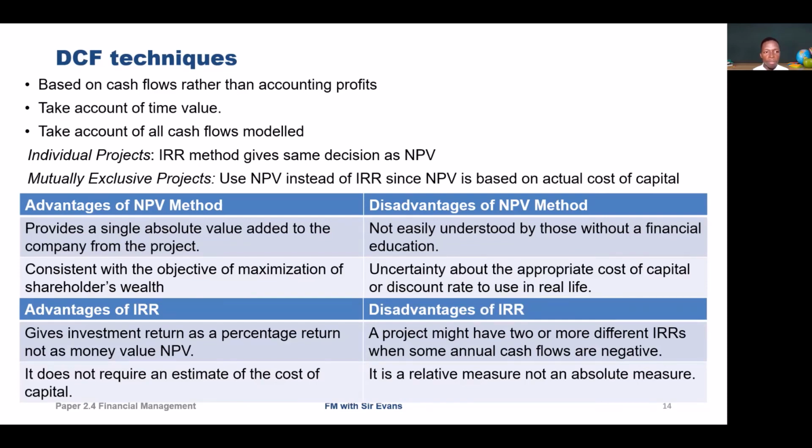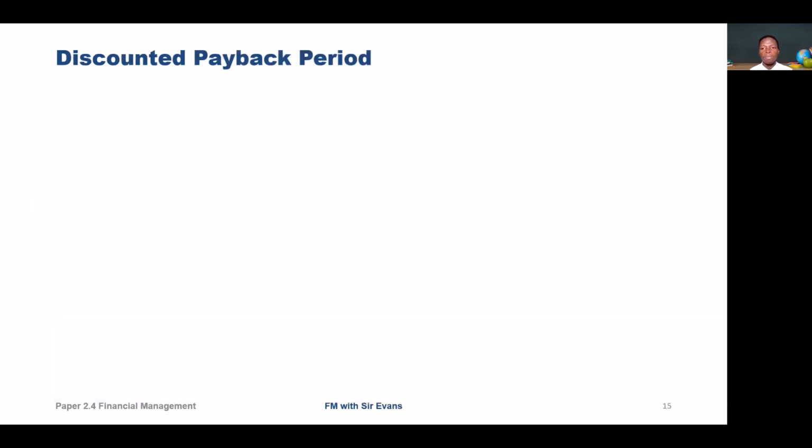So we have some advantages and disadvantages of NPV, and some advantages and disadvantages of IRR. I'll mention one of each. An advantage of NPV is that it gives us an absolute value, a positive or a negative. But you realize that a disadvantage of IRR is that it gives us a relative measure, not an absolute value. A disadvantage of NPV is that it's not easily understood, and also you need to find the appropriate cost of capital. It's difficult to find that in real life. But IRR does not require you to estimate such a rate.